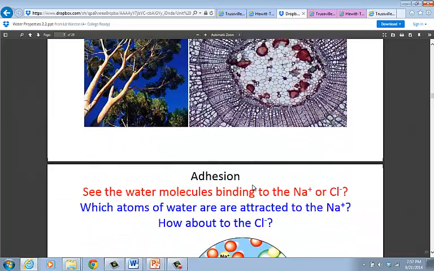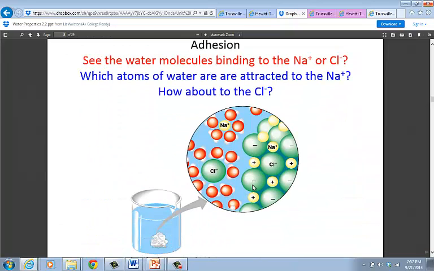There has to be another concept, and that's adhesion. Adhesion is the water molecules sticking to something else. They adhere to something else. Think of a bandage, which is an adhesive Band-Aid. If the Band-Aid stuck to itself, it's not going to do any good. But what's it stick to? It sticks to your skin. And so it adheres to something different other than itself.